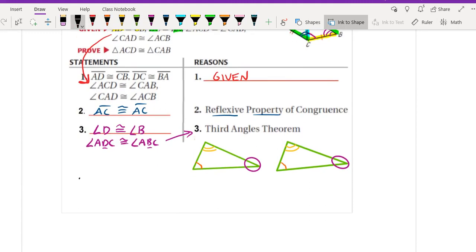So then the last statement I'm going to make in this proof is to go ahead and conclude, since all of the sides are congruent and all of the angles are congruent, that the triangles are congruent. ACD, the triangle, is congruent to the other triangle, CAB. And the reason would be the definition of triangle congruence.